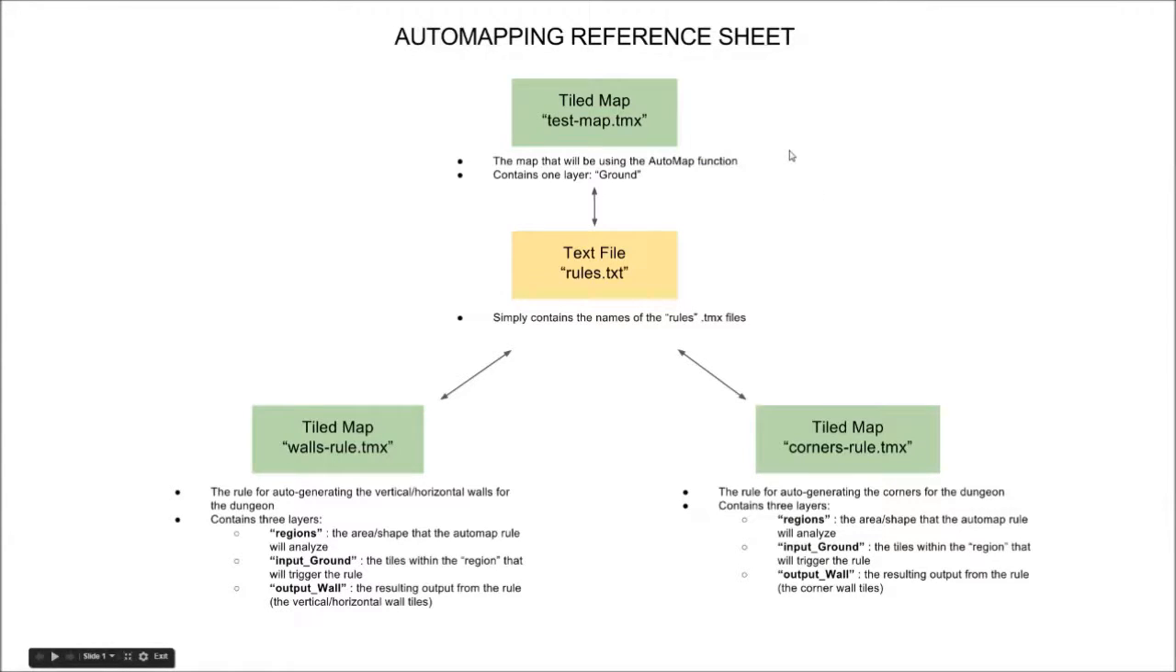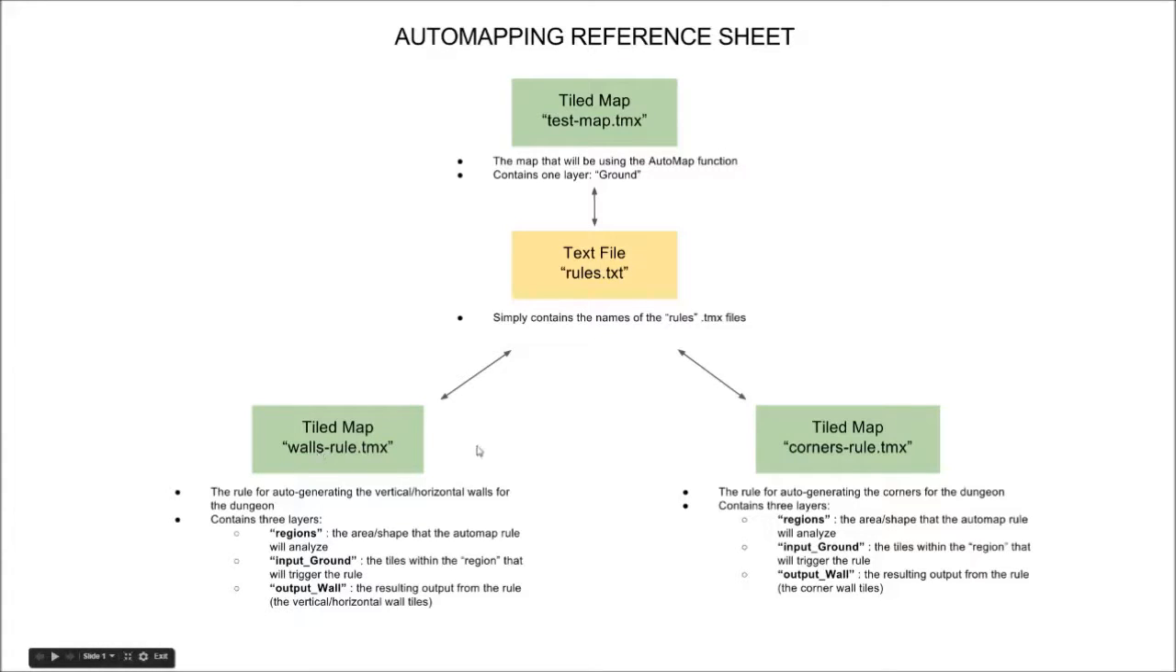Alright, here we have an overview of what we'll be doing. We'll have a Tiled map called test map, which is the actual map that we'll be using the AutoMap function on. It's going to have one layer called ground. We have a text file called rules that contains the names of the rules we'll be using, which are separate Tiled map files. So for this example, we're going to have walls rule and corners rule. And this text file is simply going to be linking the main Tiled map with the rules.